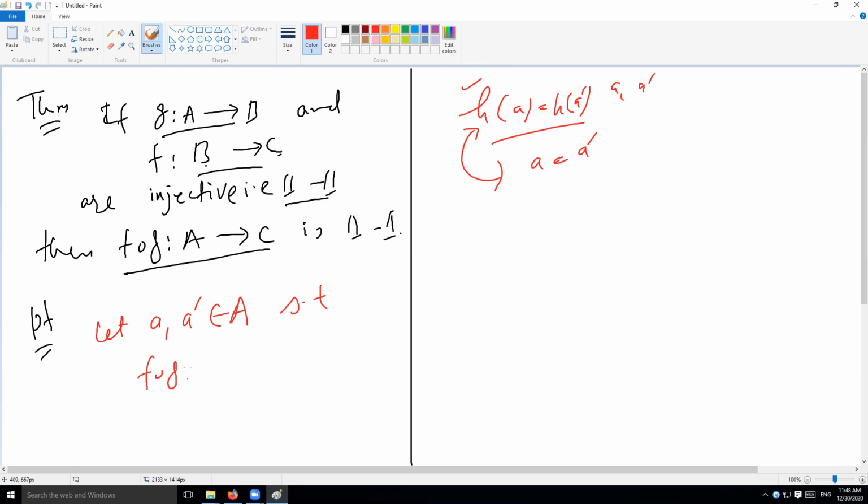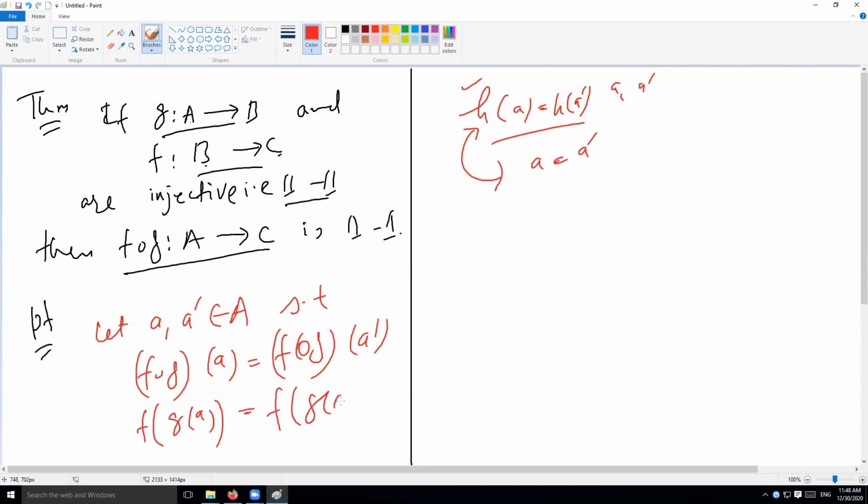F composition G operated onto A is equal to F composition G operated onto A prime. Now, how can I write it? Can I write this as F of G of A? So F operated onto G of A and F operated onto G of A prime. Okay?